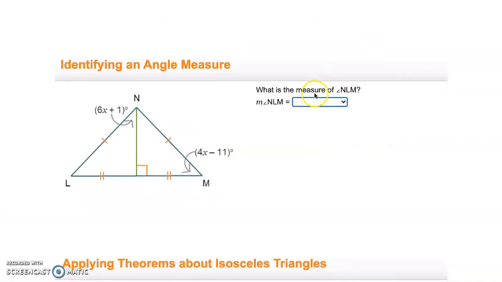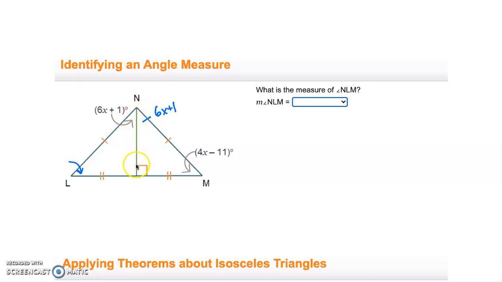All right, let's try this one, identifying an angle measure. What is the measure of NLM? So this is the one we're looking for right there. NLM. Well, I know that this is 6x plus 1. I know this is 4x minus 11. What can we do? So if we know this is 6x plus 1, we also know that this is also 6x plus 1 because this is a bisector.